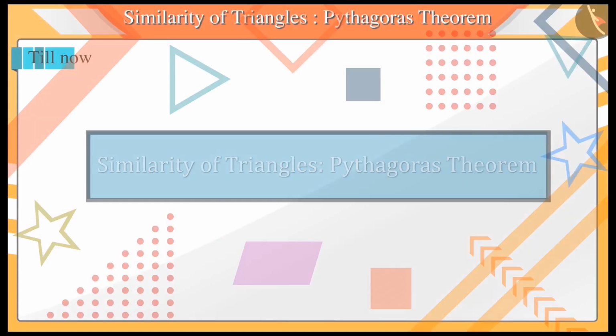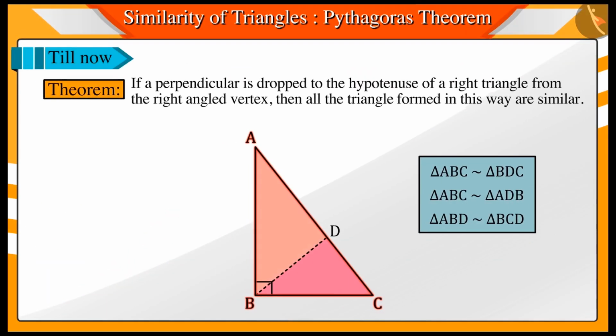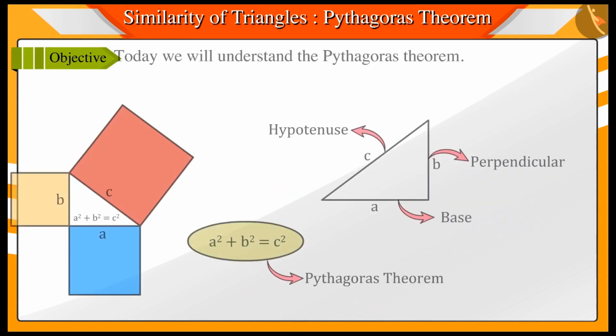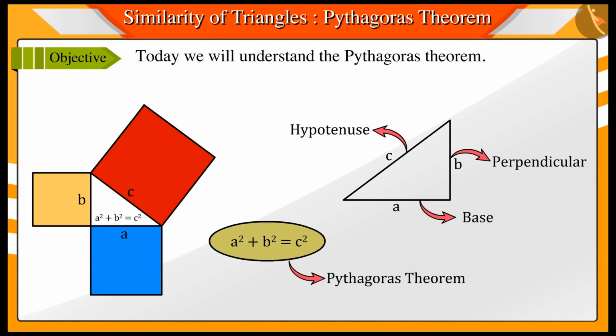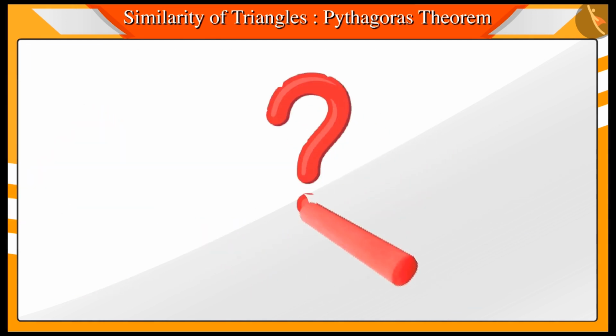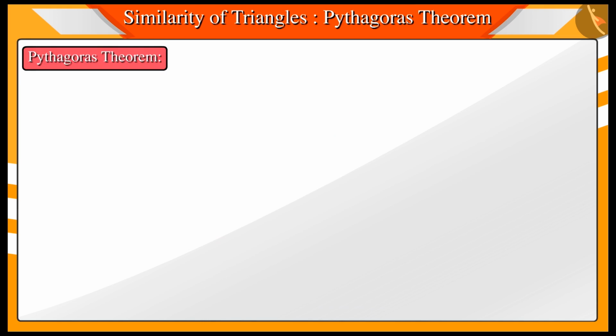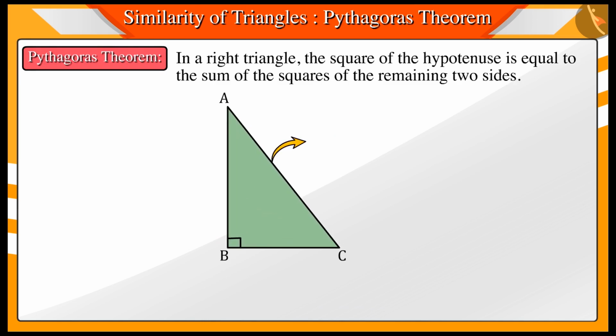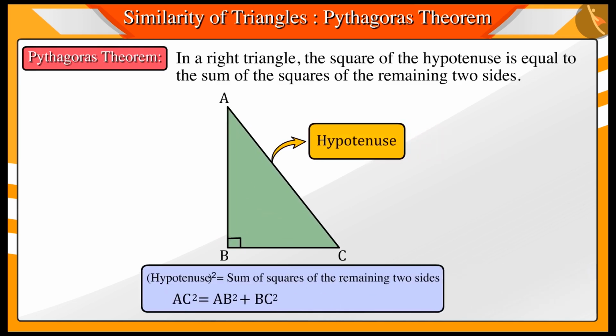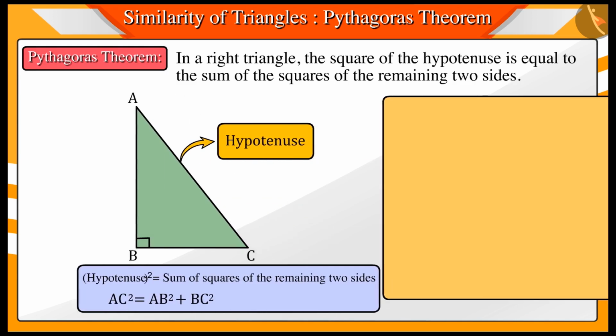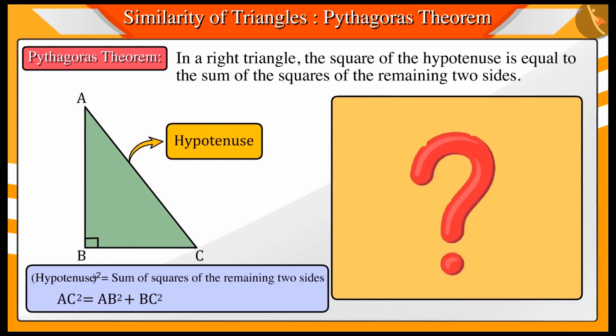Welcome to this video. In the previous video, we learned that if a perpendicular is dropped from the right angle to the hypotenuse of a right-angled triangle, then the triangles thus formed are similar. Today, we will understand Pythagoras Theorem with its help. Can you tell from the previous class what is Pythagoras Theorem? Absolutely correct. According to the Pythagoras Theorem, in a right-angled triangle, the square of the hypotenuse is equal to the sum of squares of the remaining two sides.